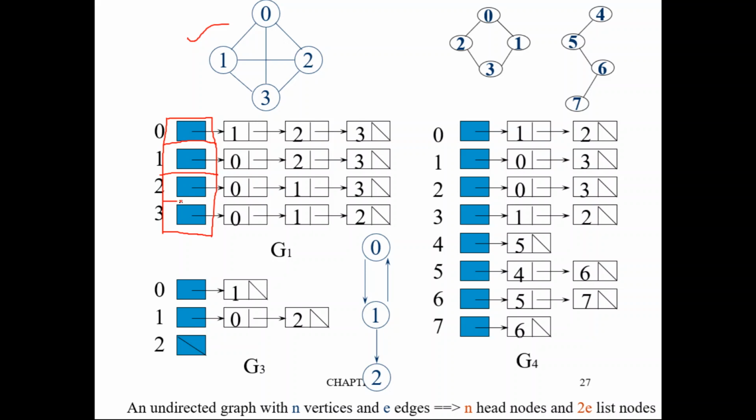That is, each of these locations is a pointer. Now the 0th location of the array represents node 0, the first location represents node 1, the second location represents node 2, and the third location represents node 3. Now from node 0, see how many links there are and where they are. From node 0 to node 1 there is a link, node 0 to node 2 there is a link, node 0 to node 3 there is a link.